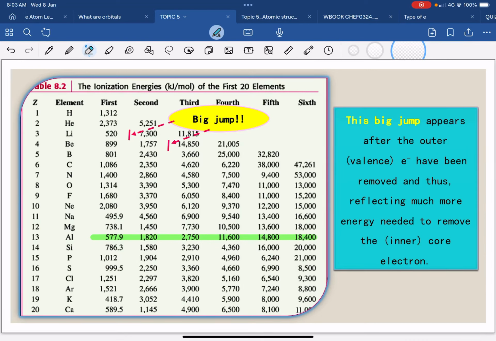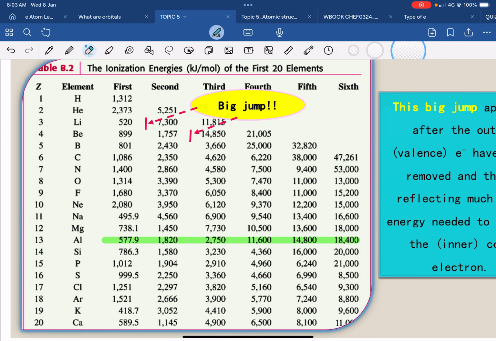Okay, jom kita sambung. Right. So, from my previous video tadi, we discussed about ionization energy. Okay, so this is the list of ionization energy for element helium to calcium.